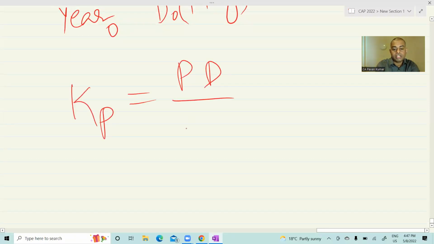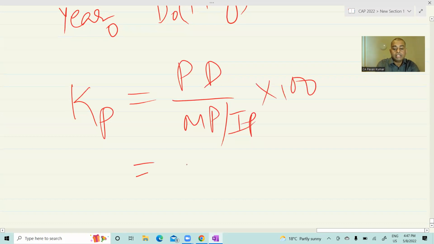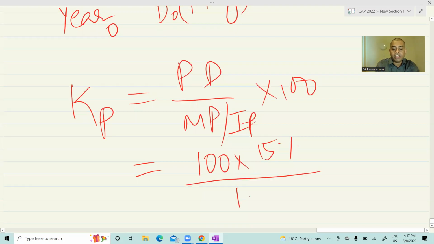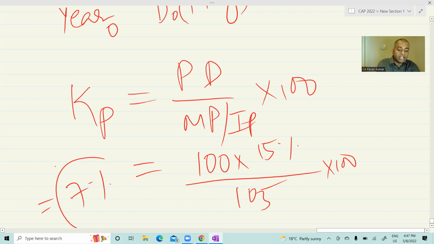Kp is equal to preference dividend by market price or issue proceeds into 100. That is equal to 100 rupees into 15% divided by 105 into 100. When you calculate it, did you get 7% is my question. Correct.